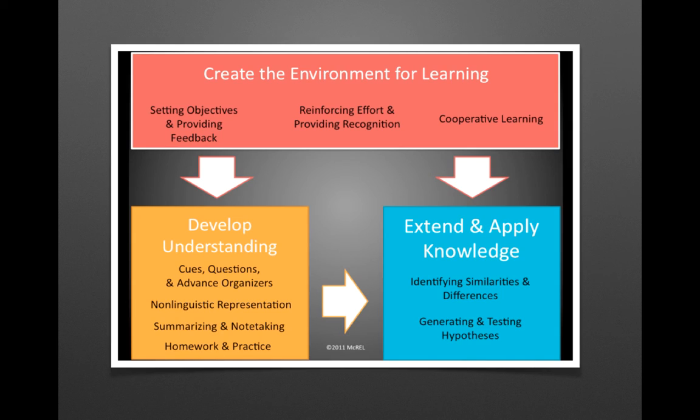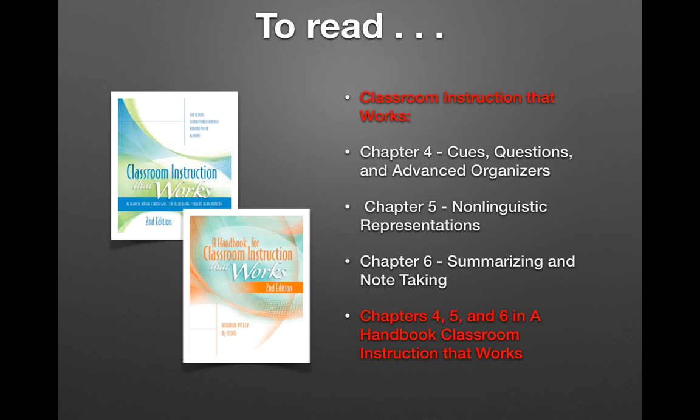So this is our overview diagram for our course, and it aligns with the chapters in our books. And so we're in that orange square, developing understanding. You'll see in that square there are actually 4 chapters under that heading in our book, and I've taken that last one, homework and practice, and I'm just sliding it over. We'll read that one when we read the other chapters in the extend and apply knowledge section.